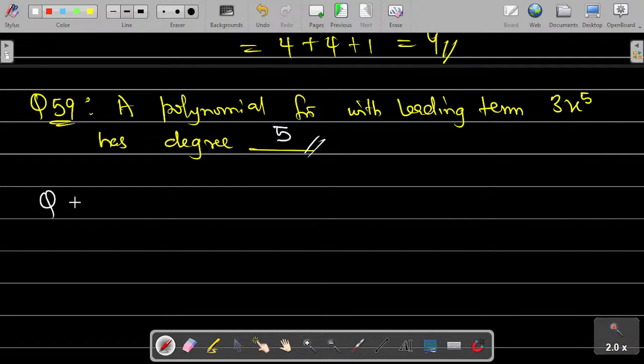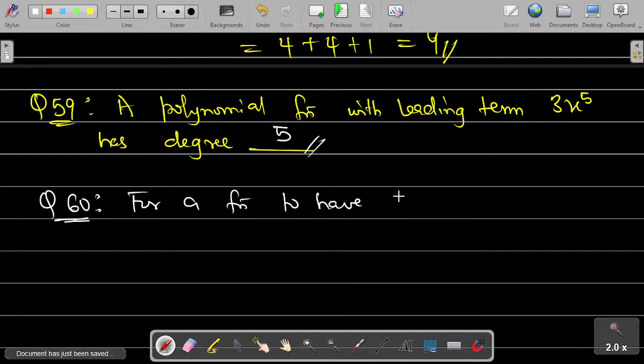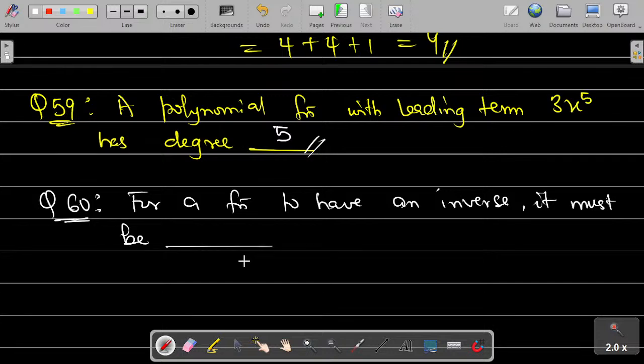So that is 59. So straight ahead, we go to 60. And what's 60 going to be? The question says, for a function to have an inverse, it must be dash. Okay, so for a function to have an inverse, what will happen to it?